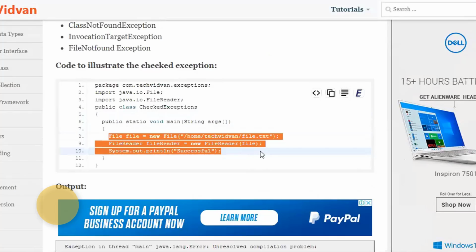Is it clear with the checked exception? Checked exception means those instructions need to be put in a try catch block. Unchecked exception means there is no requirement or restriction that you have to put those things in a try catch block. Did I clarify it? Is it okay? Understood?